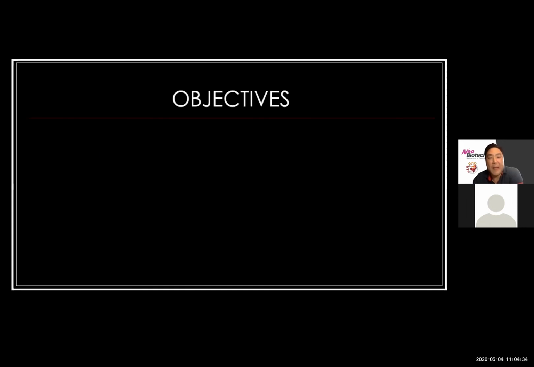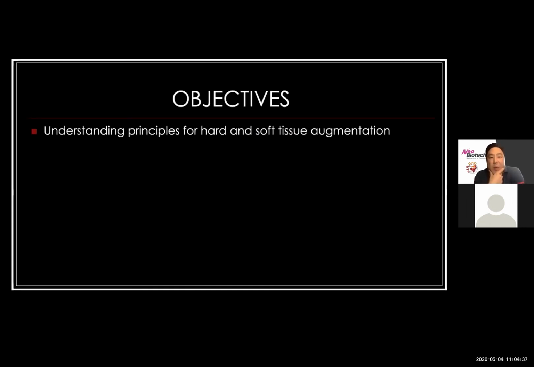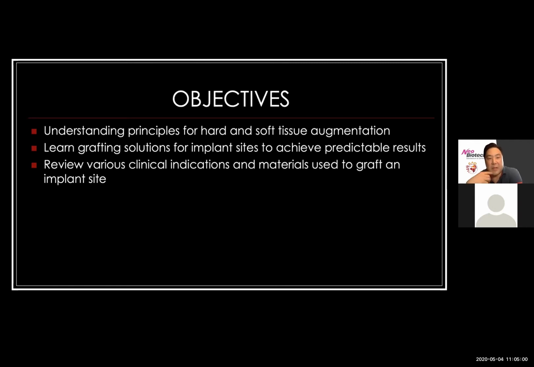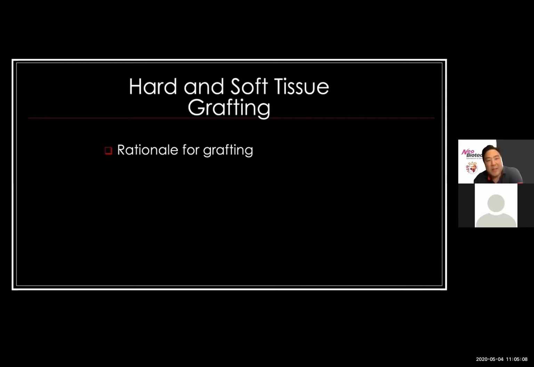So, with that, some of the things we want to discuss with you today is going to be understanding some principles for both hard and soft tissue augmentation. Now, to try and go over everything in an hour is going to be difficult and challenging, but I just want to give you an overview, reviewing some of the things that I look for when I'm involved with implant dentistry. We'll learn some of the different grafting solutions in both hard tissue and soft tissue that will give us more predictability, and understanding some of the clinical indications and maybe some of the materials that I use for certain procedures. And so with that, we have to understand that there has to be a rationale for grafting. When do we graft?